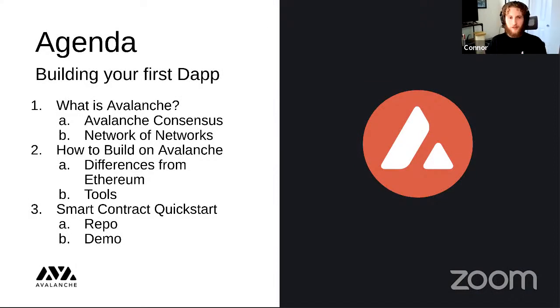So here's what we're going to talk about. We're going to start with a very short, quick overview of what Avalanche is, why it's cool, and why you should be building on it. Then talk about how to build on Avalanche, what it means when you come over from building on an Ethereum-like ecosystem, what the differences are, and what tools you can use. And then we're going to get into a demo and talk about how to actually go about building on Avalanche.